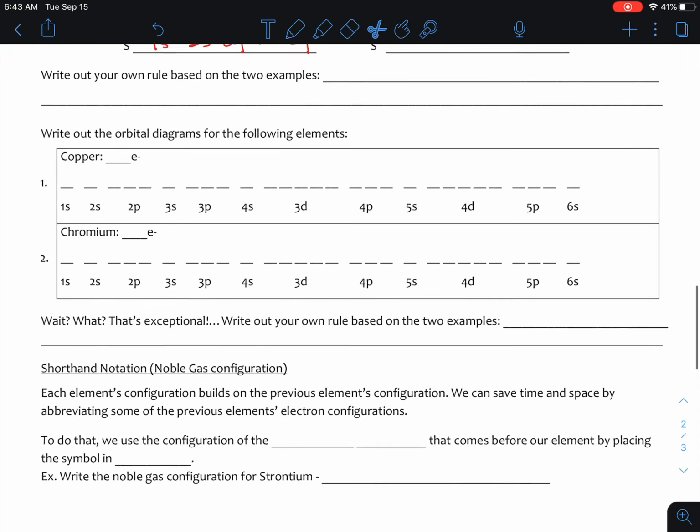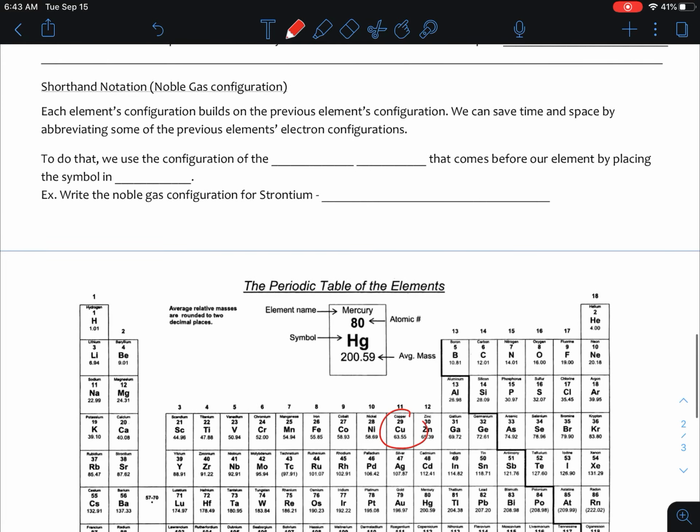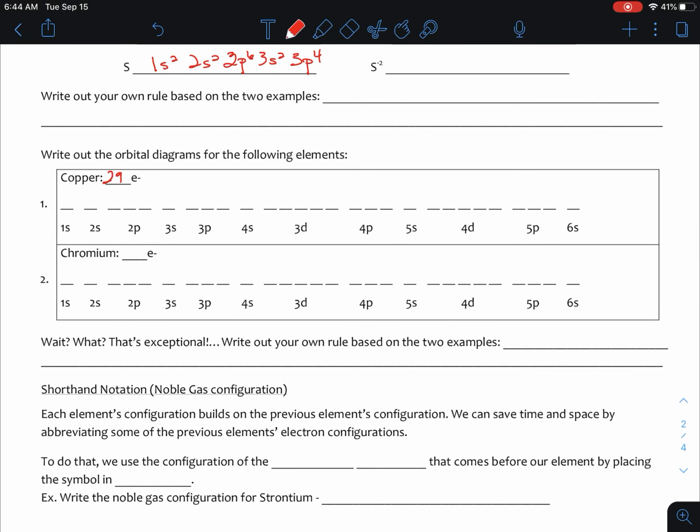So here's the orbital diagram for a couple more elements. We have copper. I'll do copper and then you guys can do chromium. So copper has 29 electrons. So 1, 2, 3, 4, 5, 6, 7, 8, 9, 10, 11, 12, 13, 14, 15, 16, 17, 18, 19, 20, 21, 22, 23, 24, 25, 26, 27, 28, 29. That's 29 electrons. 1s2, 2s2, 2p6, 3s2, 3p6, 4s2, 3d9.